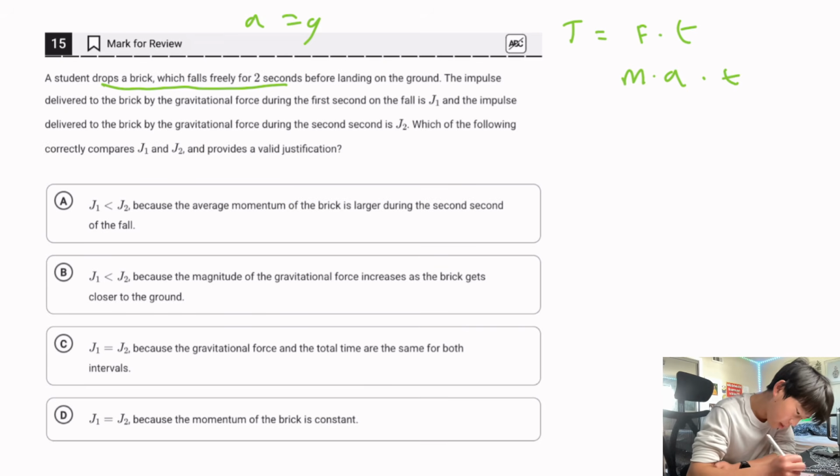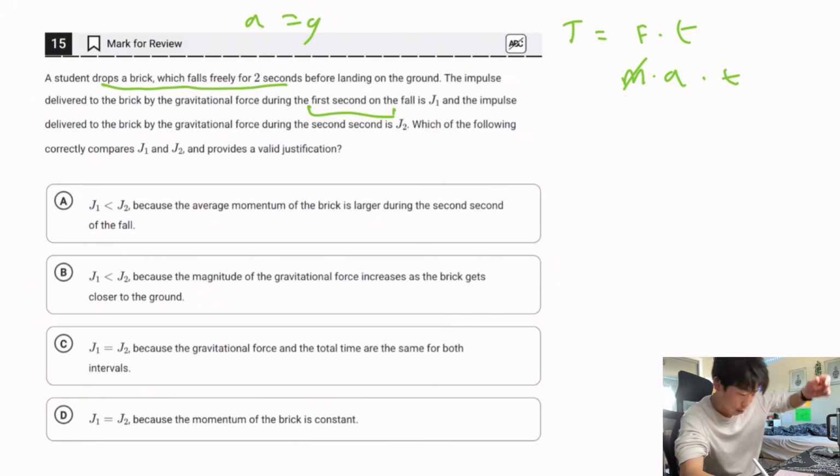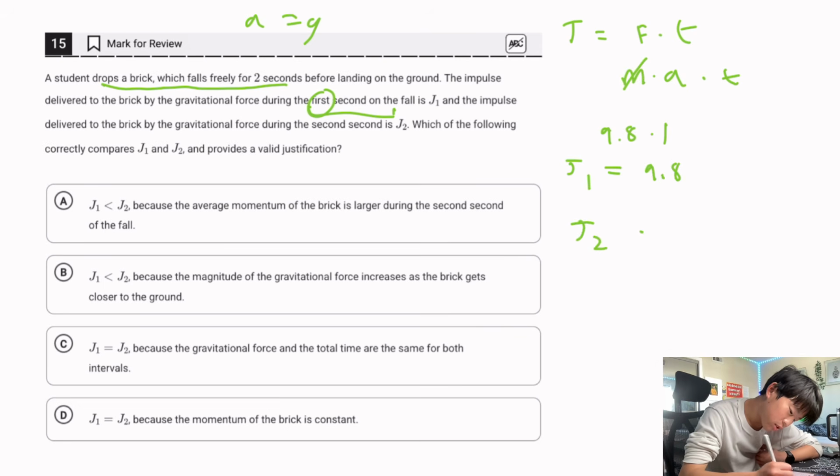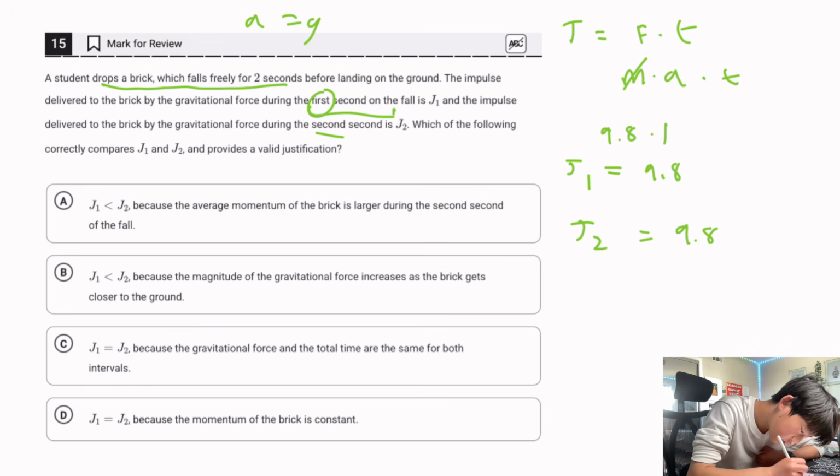So the first time, it falls for 1 second. We're literally just going to cancel out the mass because the brick is falling for the first second and the second second, so it's the same brick. It's not being changed out, so it's just going to be 9.8 times 1 second. So J1 is equal to 9.8. Now, J2 is going to be equal to 9.8 times how many seconds? 1 second too.